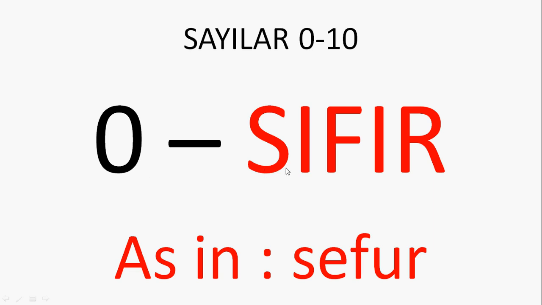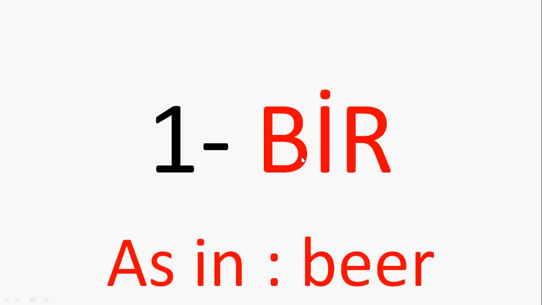Okay guys, so let's start here with the zero. Zero means in Turkish sıfır. As an example here, this might help you with the pronunciation, sıfır. Okay, let's see number one here. Number one we say in Turkish bir. Maybe the pronunciation can help you remember, but not exactly the same pronunciation, just for association, you know, bir. But actually we don't say beer, we say bir.